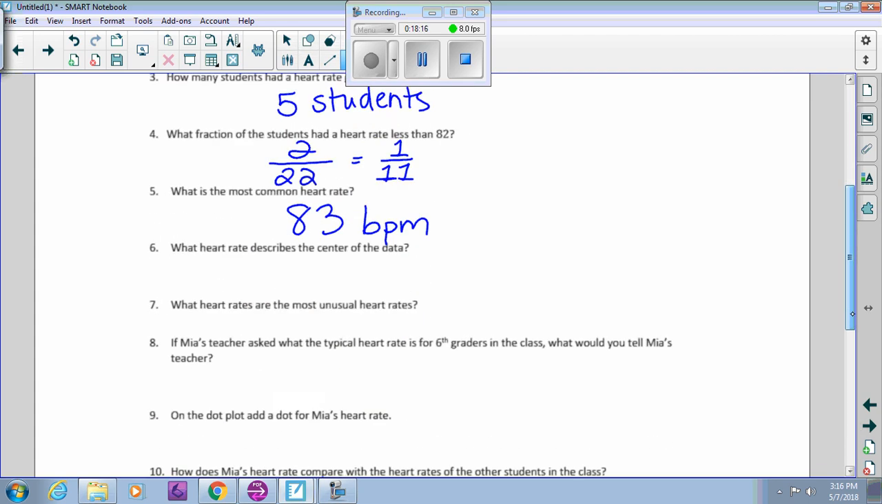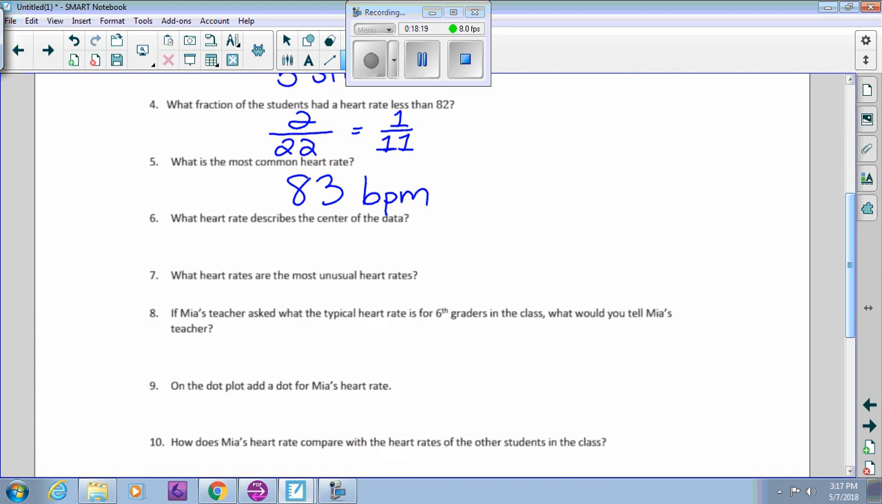So there's really not a wrong answer as long as it's that area where most of the data is. So we're going to say probably around 80, 84-ish maybe.